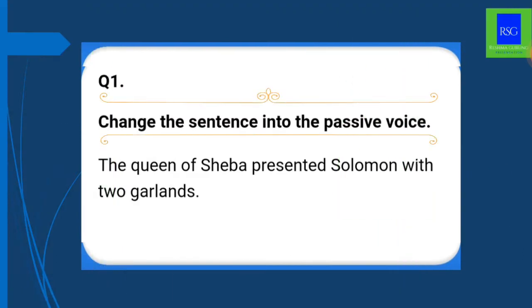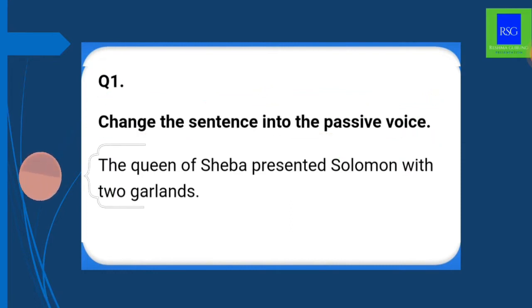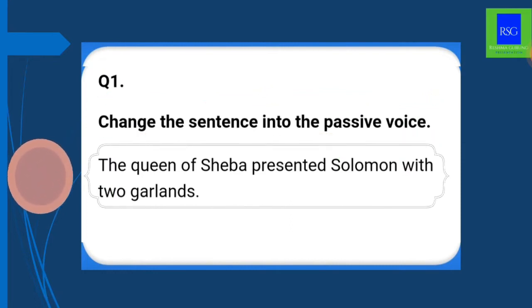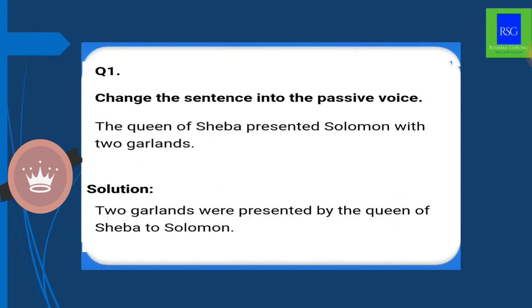The question is: the Queen of Sheba presented Solomon with 2 garlands. In this sentence, the subject is the Queen of Sheba. The verb is presented. What did she present? She presented 2 garlands, so 2 garlands is the object here. As the rule, you have to begin the sentence with the object in the passive voice. The answer is: 2 garlands were presented by the Queen of Sheba to Solomon. So this is the answer.